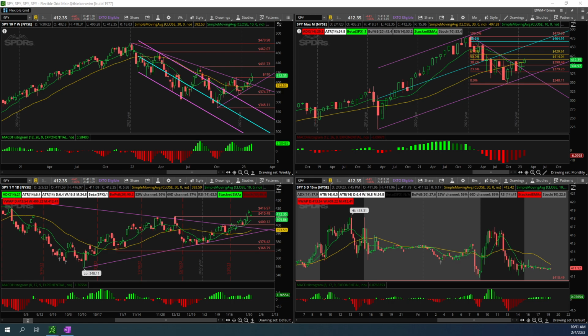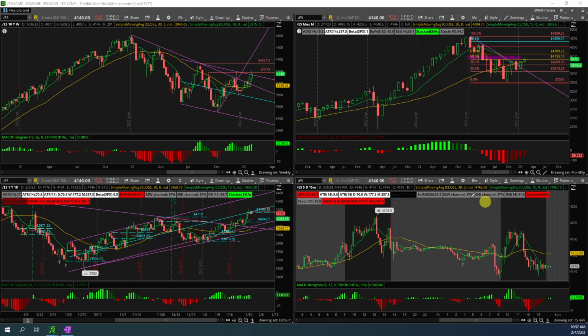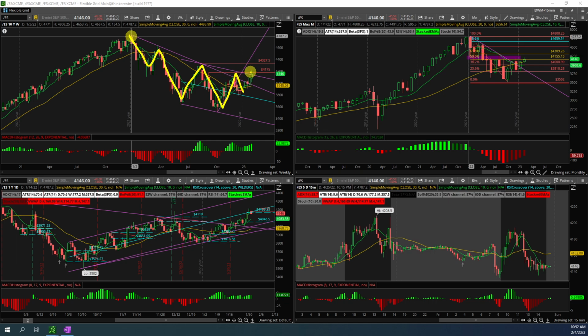I'm looking to see if there's anything I would like to say about this one. So yeah, I'm going to go to ES, and in ES we do have this behavior. We are having lower highs and lower lows here, and then we have this lower low and then a lower high, a lower high, and then we're forming here a higher low, and it's trying to move to the upside.